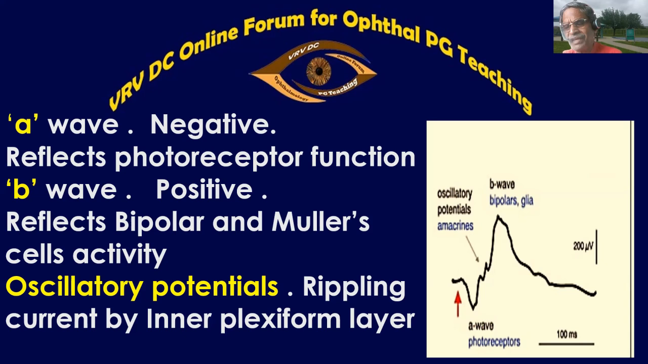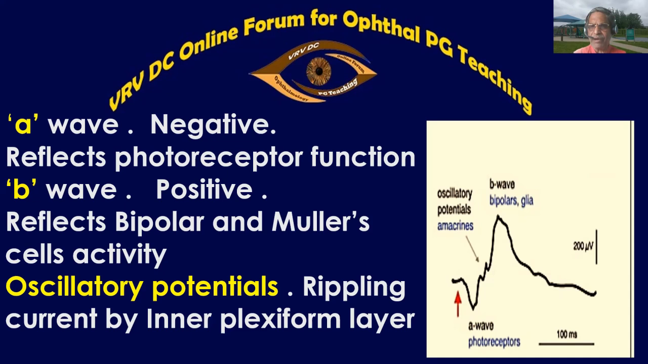Now, the B wave is coming from where? It's a positive wave coming from bipolar cells as well as Müller cell activity. Then what are oscillatory potentials? I told you, oscillatory potentials are a rippling current effect occurring in the inner plexiform layer. What do you mean by that? It means the nutrition in the inner nuclear and inner plexiform layer is okay. That's your answer.